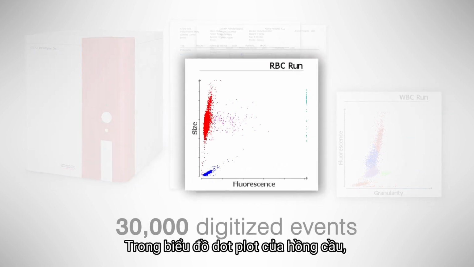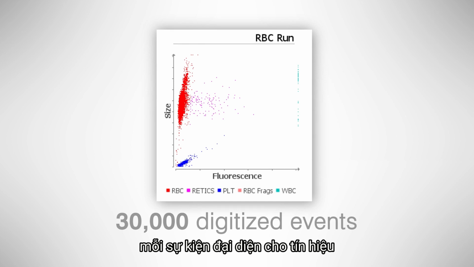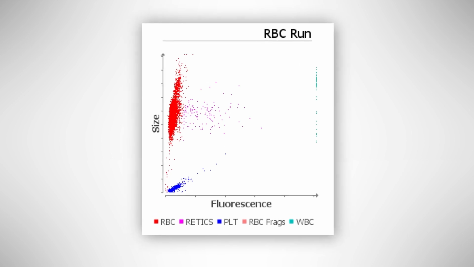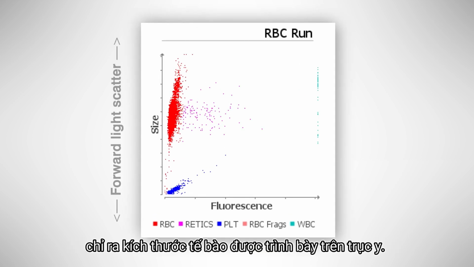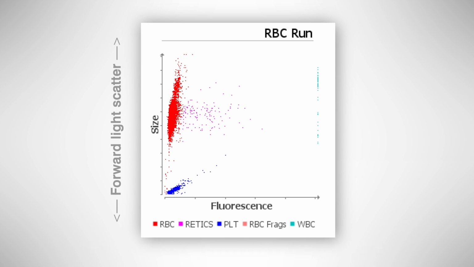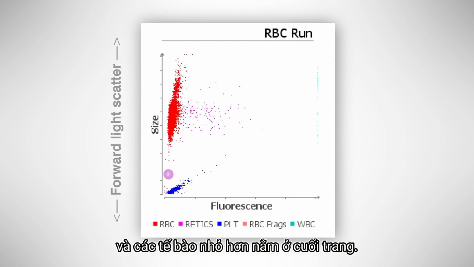In the red blood cell dot plot, more than 30,000 digitized events, each representing the signal for an individual cellular event, are presented for evaluation. Forward light scatter data, which is indicative of cellular size, is presented on the y-axis. Larger cells are located at the top of the graph, and smaller cells are located at the bottom of the graph.